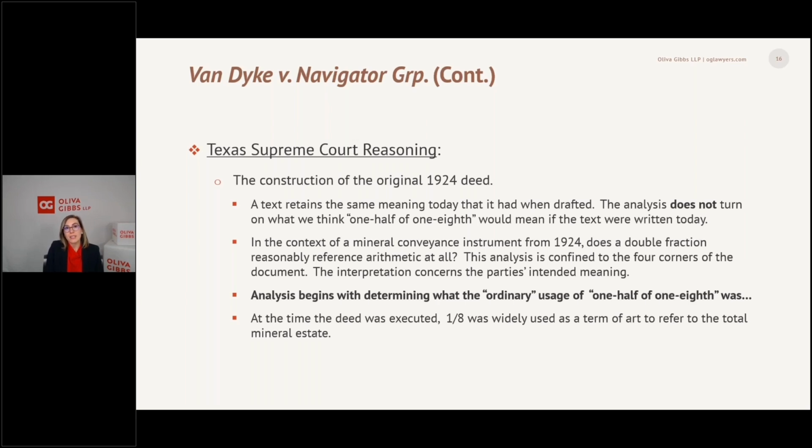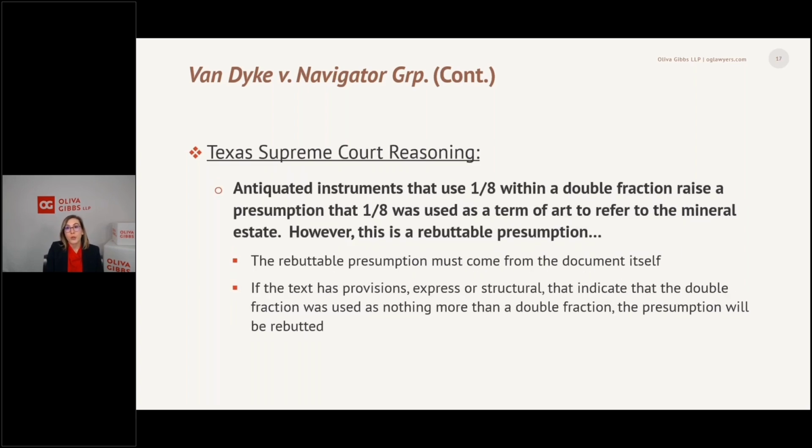So, the analysis must then begin with determining what the ordinary usage of the term 1/2 of 1/8 was. At the time the deed was executed, 1/8 was widely used as a term of art to refer to the total mineral estate. This is something that Josh had just previously mentioned. Therefore, the Texas Supreme Court reasoned that antiquated instruments that use 1/8 within a double fraction raise a presumption that 1/8 was used as a term of art to refer to the mineral estate. However, this is a rebuttable presumption.